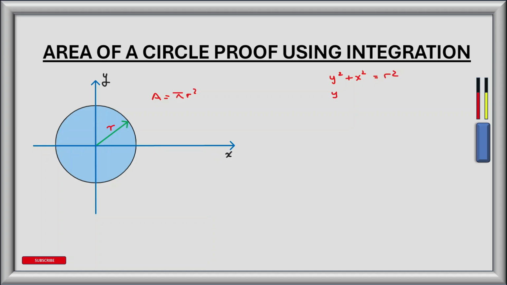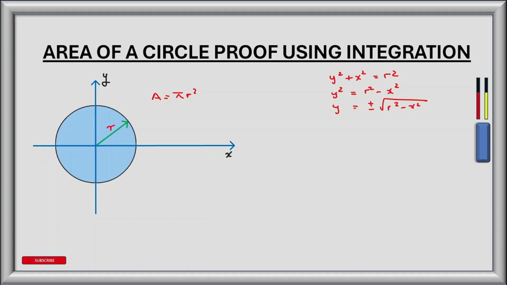So if we start with y squared is equal to r squared minus x squared, then y is equal to plus or minus square root of r squared minus x squared. So in this case, the negative square root of r squared minus x squared refers to the lower hemisphere of the circle, so this bit here, while the positive square root of r squared minus x squared refers to the upper hemisphere here.